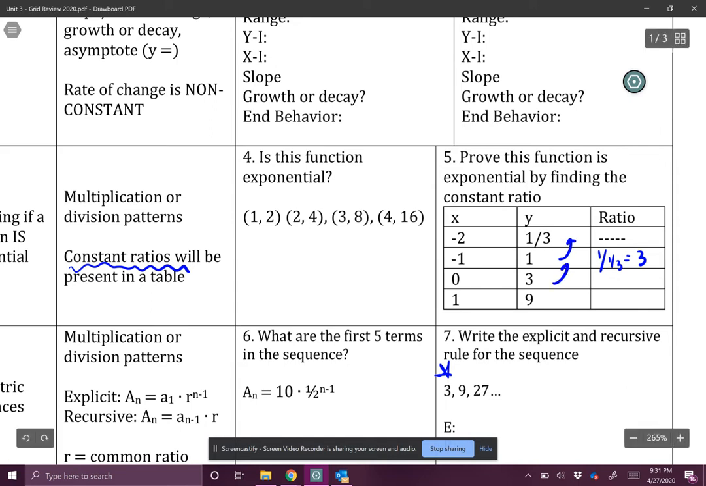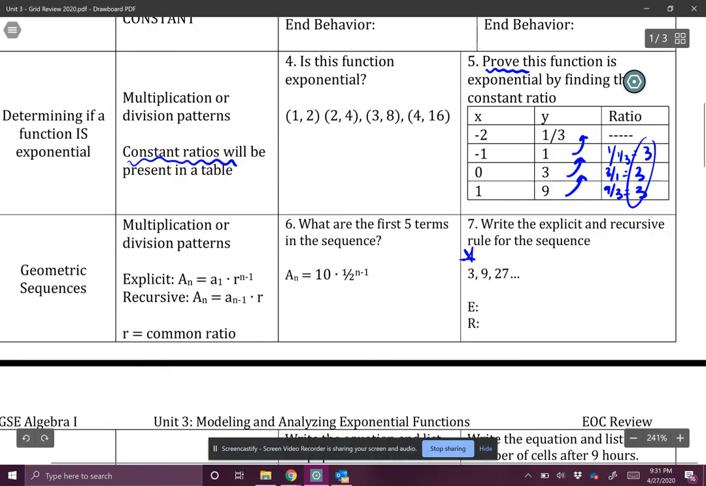Here, 3 divided by 1, that ratio gives us 3. And here, 9, our y value divided by the previous one of 3 gives us 3 as well. So we've proven that this is an exponential function by finding the ratio. Since there is a common ratio, we know it's exponential. But again, keep in mind that finding constant ratios has to do with the y values, dividing the y value by the previous one. The next one I want to review is number 7.